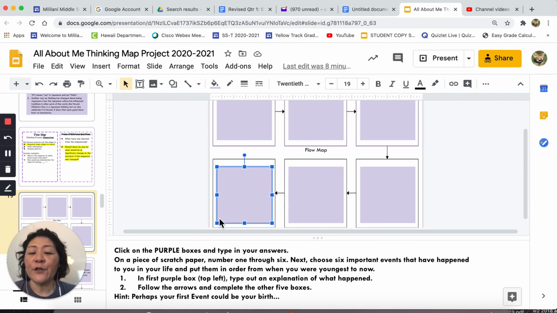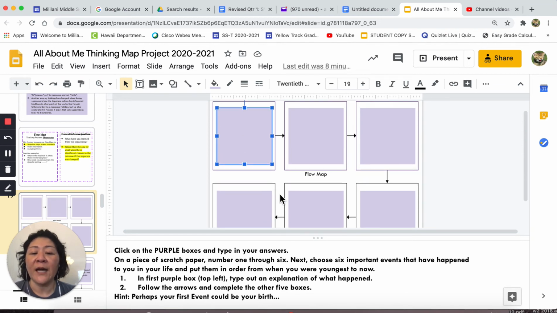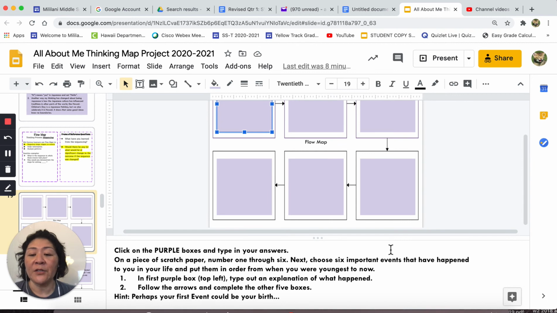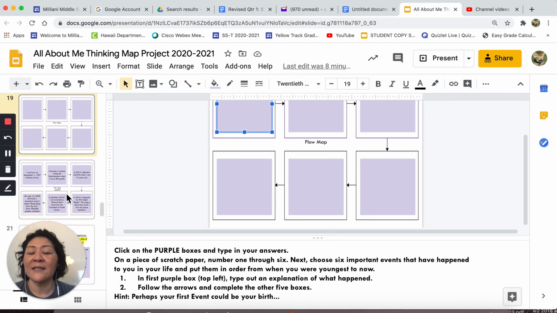In the first purple box, which is this top left, you're going to type out an explanation of what happened. And then you will follow the arrows to fill in the other 5 events that happened in your life. One of the hints here is perhaps your first event could be your birth. Then that is 1. Okay, so I'm going to move to the slide that has the example.